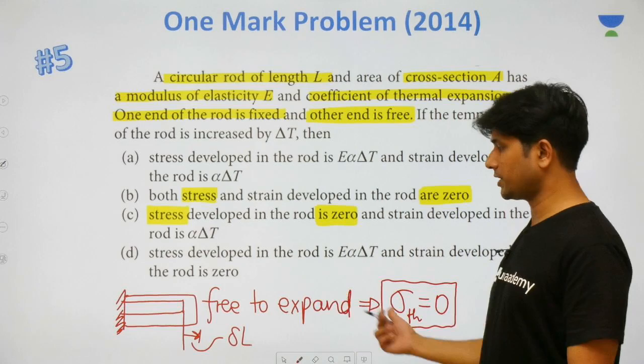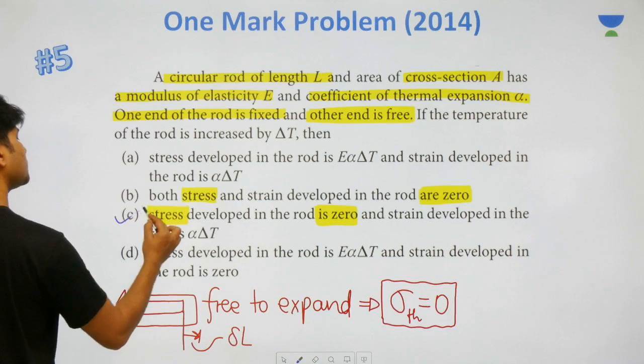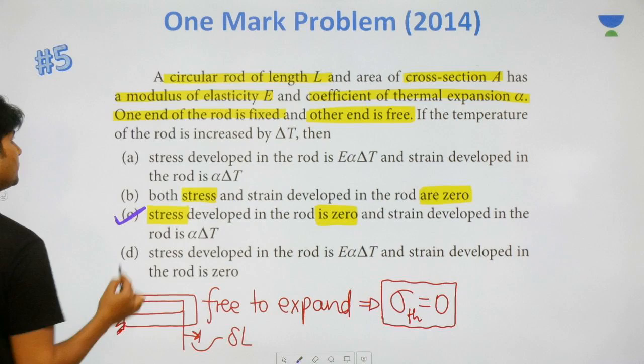So strain is not zero. Stress is zero here. And therefore, we have stress zero, but strain is not zero. Therefore, we have the third option as the correct one.